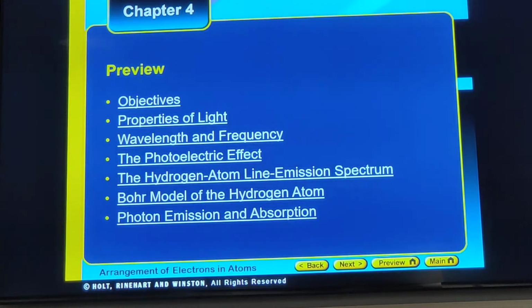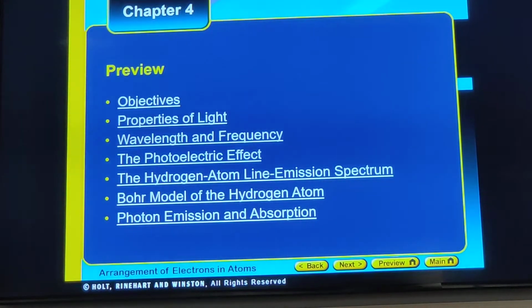That the nucleus is very small. Almost all the mass is in the nucleus, and it's positively charged. Now we're going to start talking more about the electrons, because the electrons really are kind of where it's all at, because that's where all the bonding takes place. Whenever there's a chemical reaction, it involves the electrons. The inside is just kind of along for the ride.